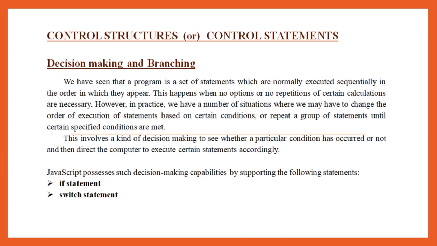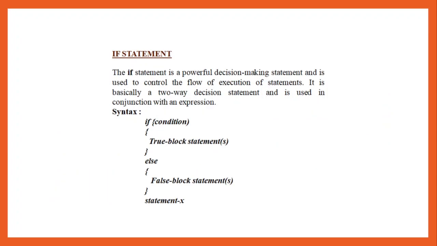In JavaScript, we have two types of decision making statements. One is if and the other one is switch. If is a powerful decision making statement used to control the flow of execution of statements. It is also called a two-way decision statement, and it is used in conjunction with an expression. If you observe the syntax: if condition, true block statements, else false block statements.